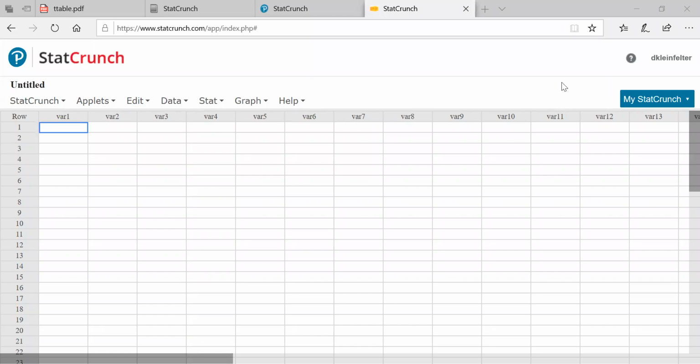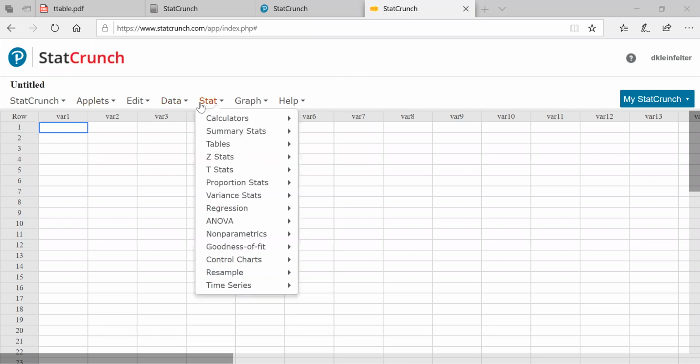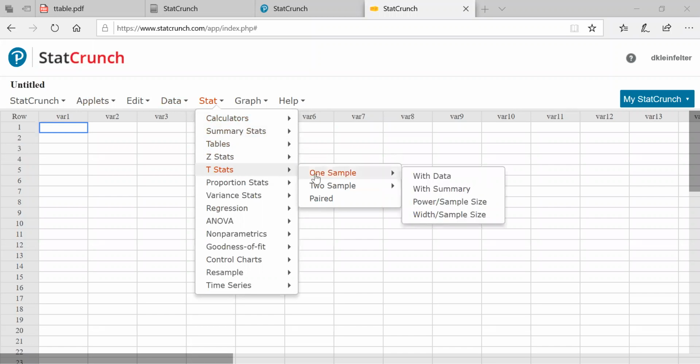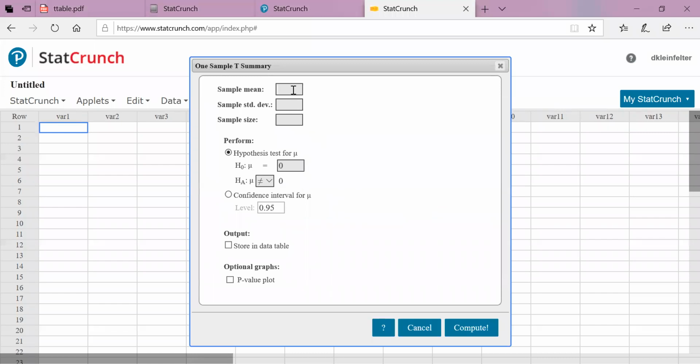All right, so I wanted to show you how to do the Atkins problem using StatCrunch. So I've signed into StatCrunch here, and to get a confidence interval for the mean, we'll go to Stat. And then we know we're going to end up using the t-distribution on this one, so go down to T Stats. At this point, we have only one sample. We're going to use the summary information. So our sample mean was 2.1. Our sample standard deviation was 4.8, and our sample size was 40.